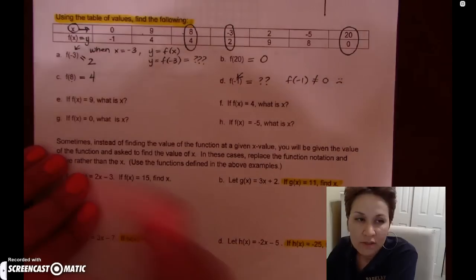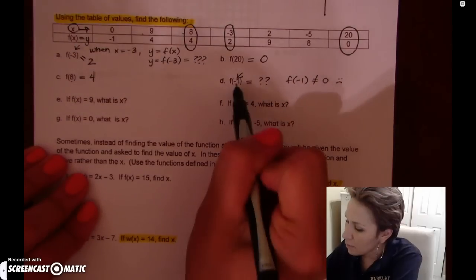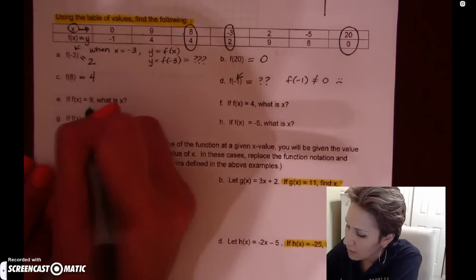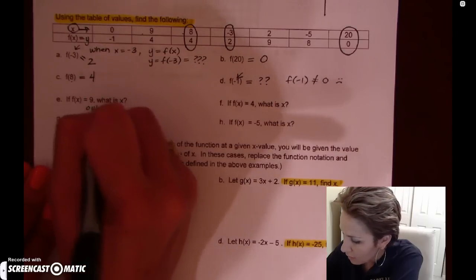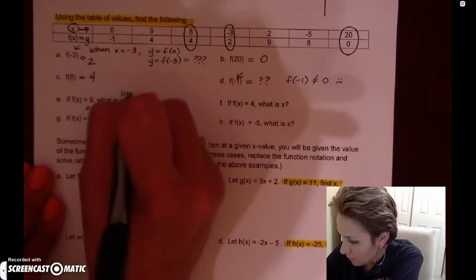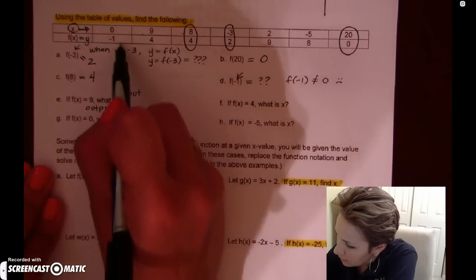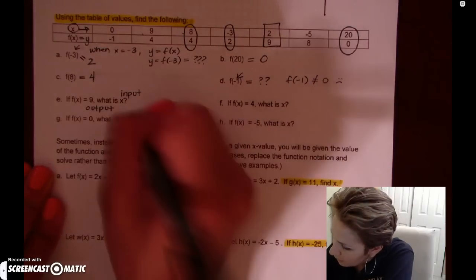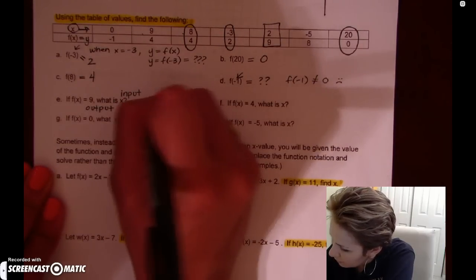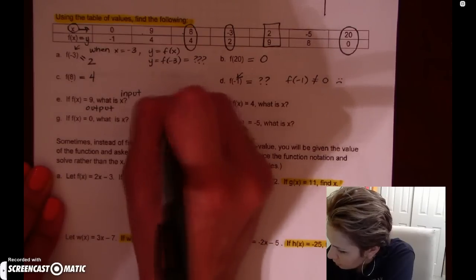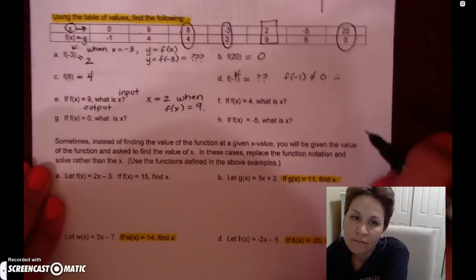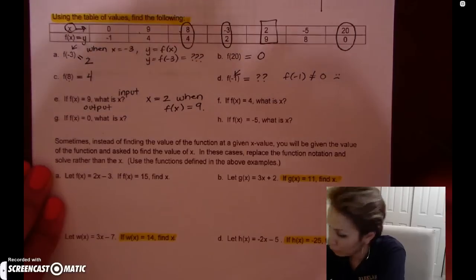Okay, now we're going to switch gears a little bit. So instead of using our input values to find our output values, we're going to do the opposite. It says if f of x is equal to 9, so in other words, if my output is equal to 9, what is my input? So if the output is 9, you're going to look for 9 here under our y values. I'm going to put a rectangle around it. So what is x? So x is equal to 2 when f of x is equal to 9. Does that make sense? I hope so.